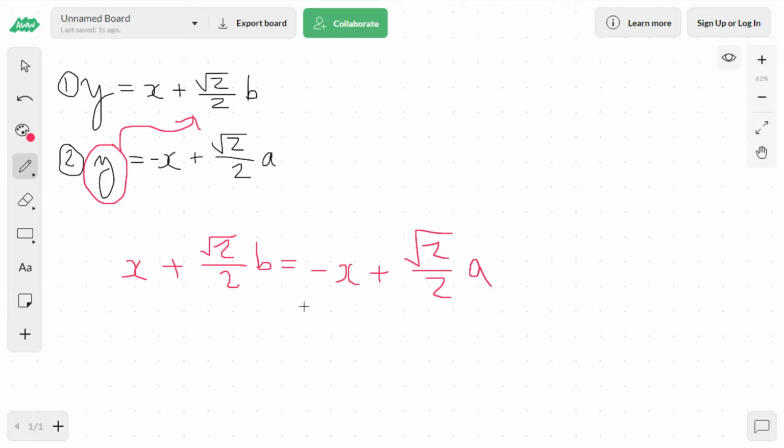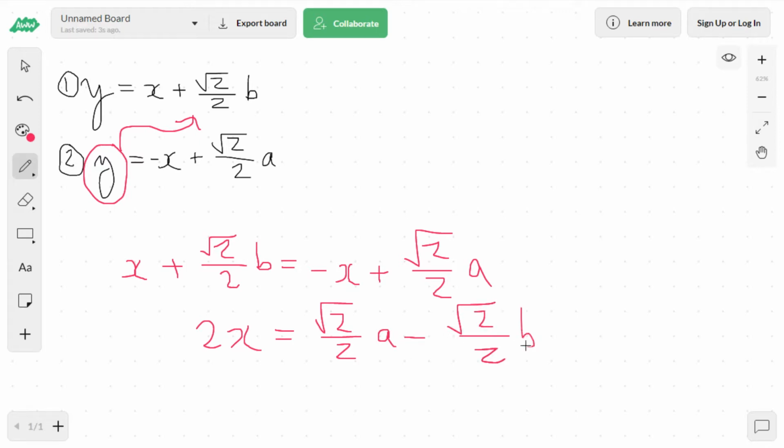Now we're trying to find both the x value and the y value, but now we've got this down to a point where we only have one variable. All we have is the x, so we can solve for that. We're going to add x to both sides to get rid of this negative x over here, so that's going to give us 2x on the left side, and we're going to subtract root 2 over 2b from both sides, so that what we're going to have is root 2 over 2a minus root 2 over 2b.